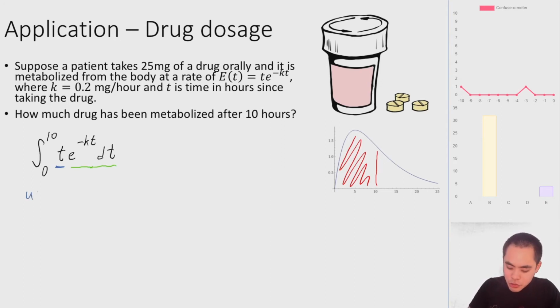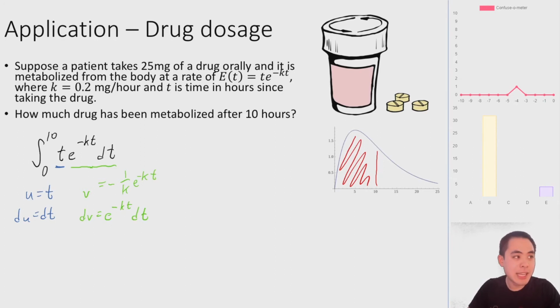And so we can let u be equal to t, du is going to be equal to dt, dv is going to be equal to e to the minus kt dt. And so v is going to be equal to minus 1 over k e to the minus kt. I'm leaving it as k just because it's a little easier to write than 0.2 every time, but you can substitute in 0.2 everywhere you see that.